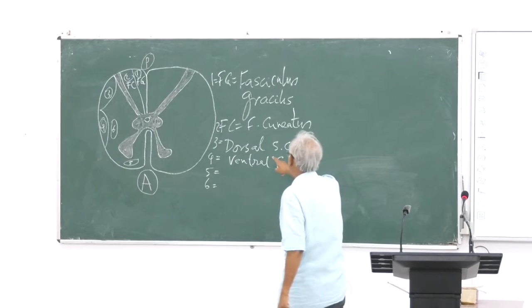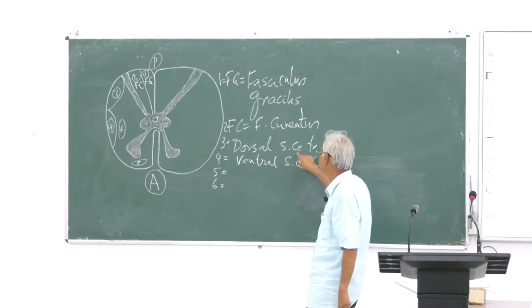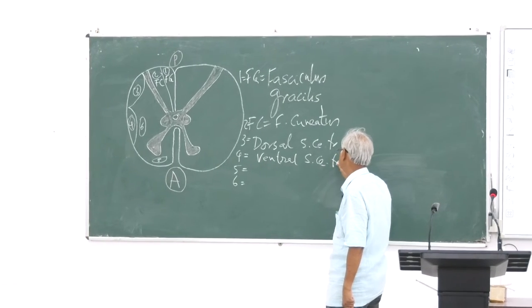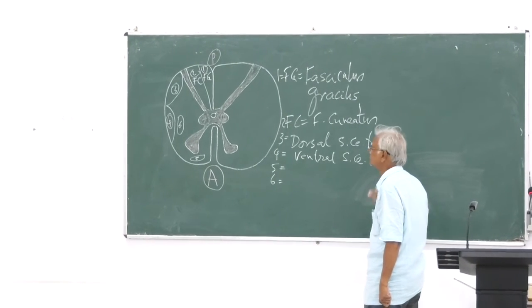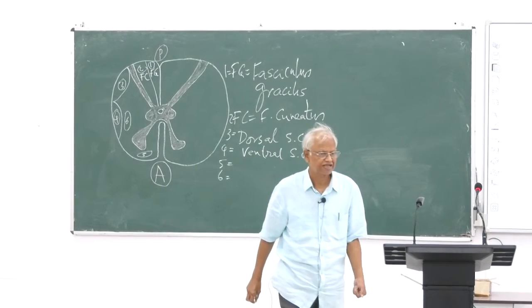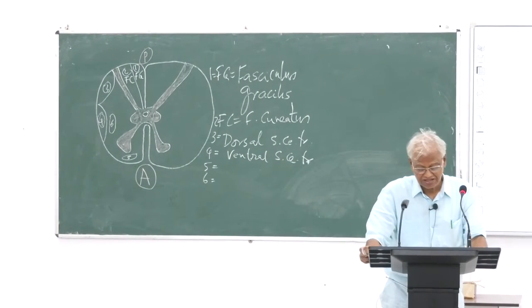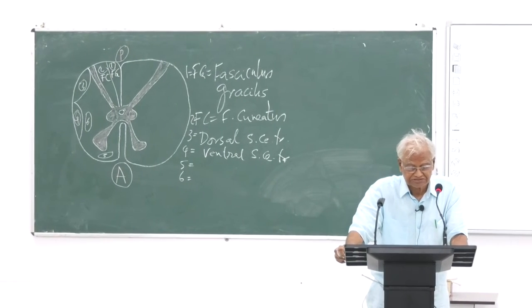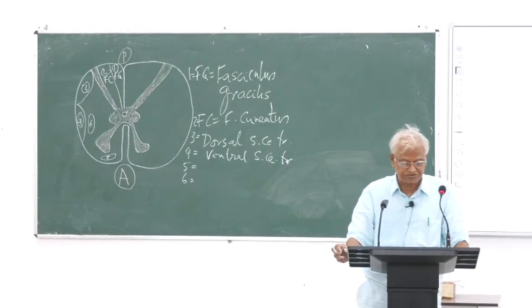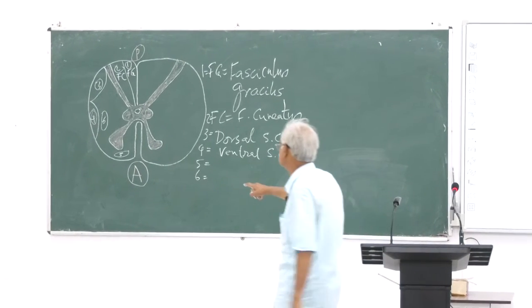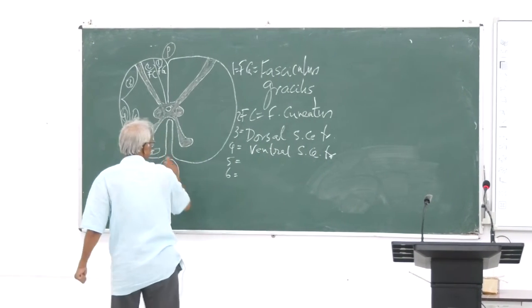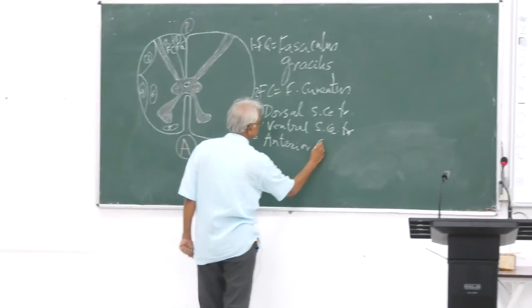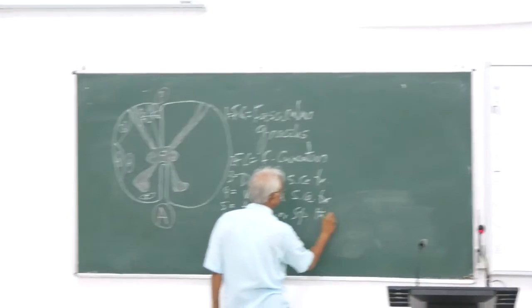Dorsal spinocerebellar tract, ventral spinocerebellar tract. And 5 is the anterior spinothalamic tract.